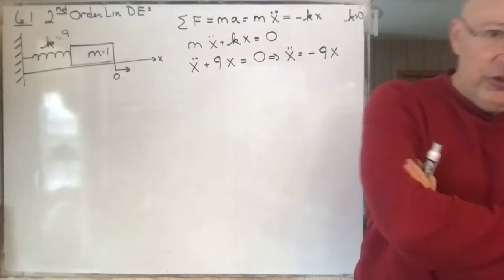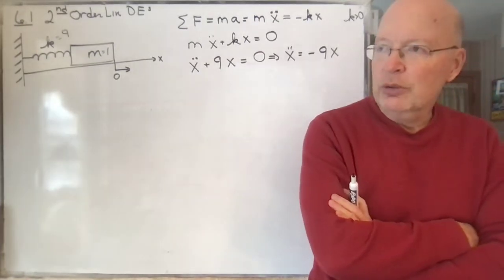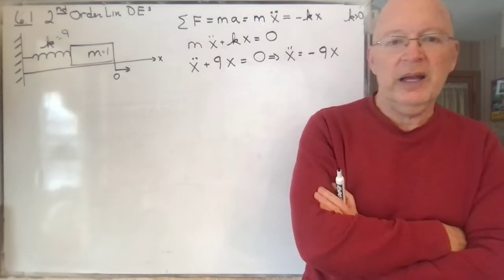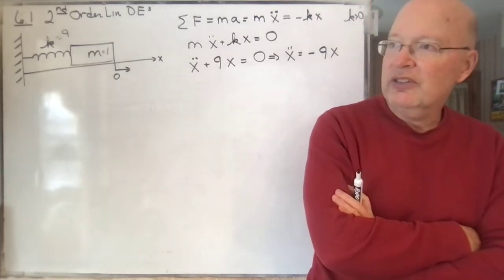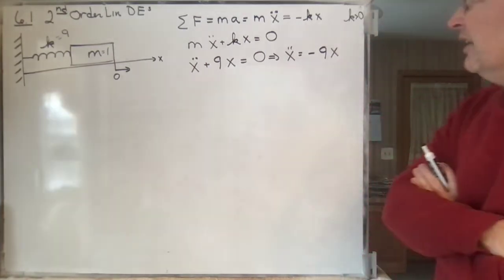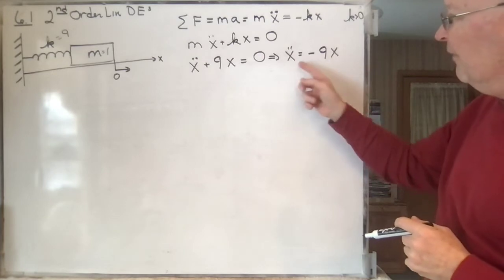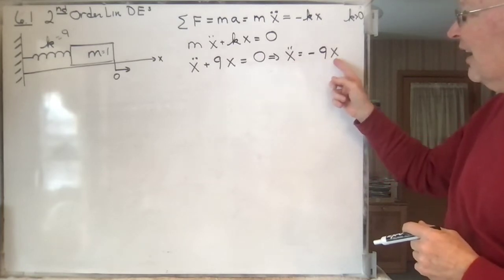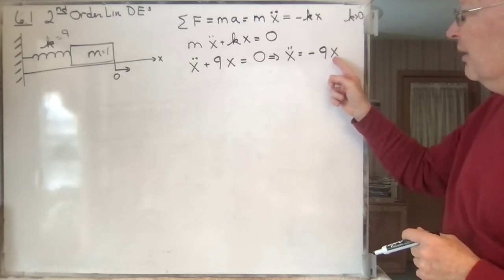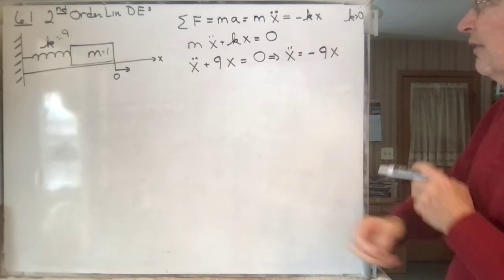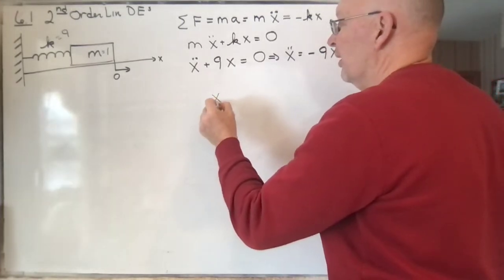So I'm going to challenge you now. Can you think of the solution of this just by, it's called by inspection, just by thinking about it without doing anything fancy? Can you just guess a solution to this? Basically, what do we want? We want some function so that when you take the second derivative, you get that function back with a negative 9 in front. So let's just play with it a little bit.